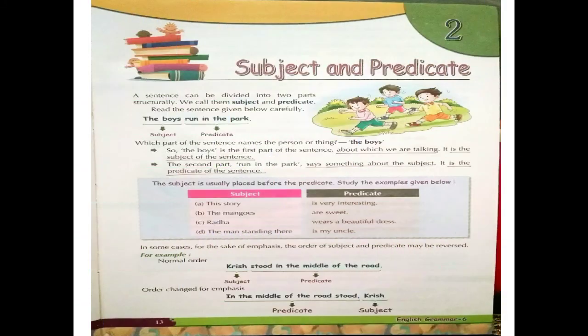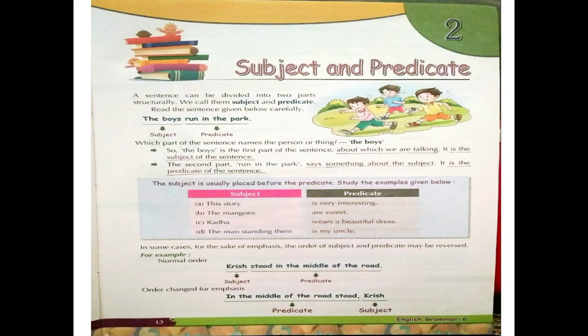Children, today we will start with chapter number 2 in your grammar book. The title of your chapter is Subject and Predicate, the two important parts of a sentence. A sentence can be divided into two parts. We call them subject and predicate.